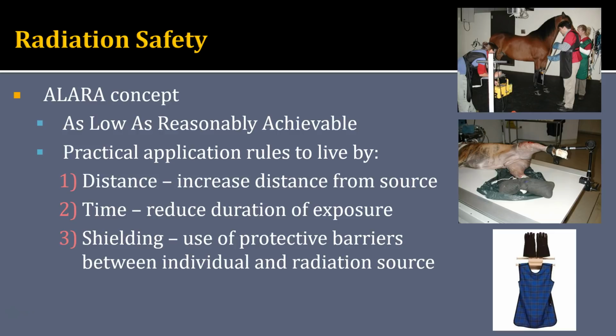And then importantly, we also should think about shielding. So personal shielding, and that is using protective lead barriers between you as a staff member and the radiation source. Those would be lead aprons, lead thyroid shields, and lead gloves. You can see that the staff members taking the X-ray on this horse all are wearing lead aprons. The ones who will be anywhere near the X-ray beam will also have lead gloves on, and wearing lead thyroid shields would be important as well.